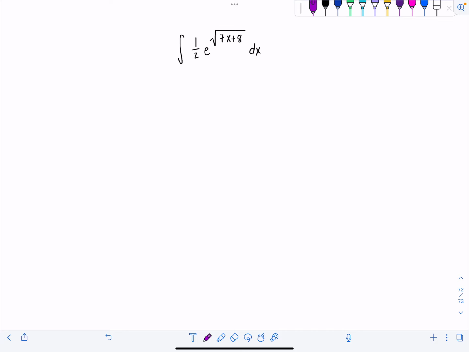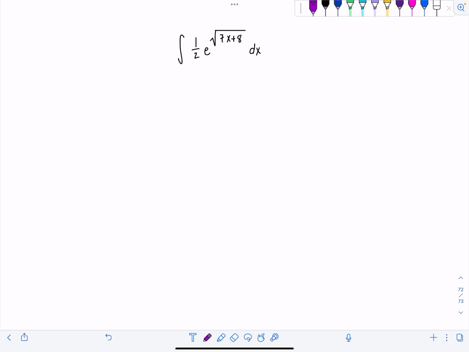It's Saturday, February 11th, 2023, and here's your integral of the day. We have the indefinite integral of 1/2 e raised to the square root of 7x plus 8 dx.